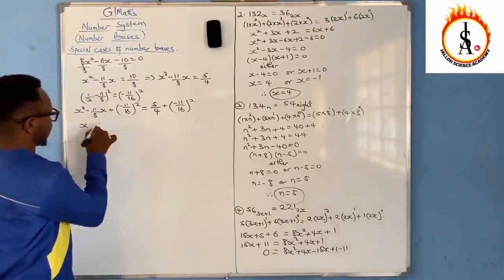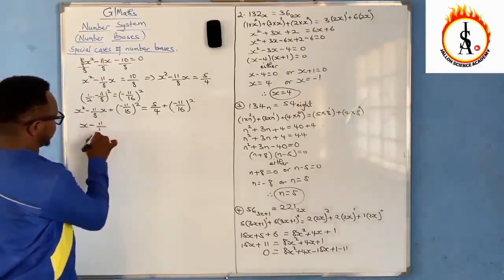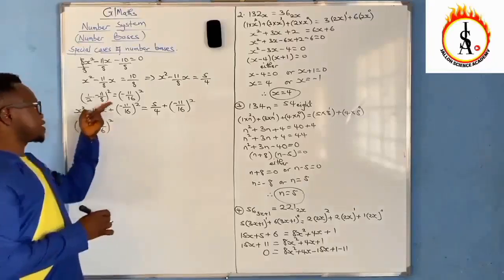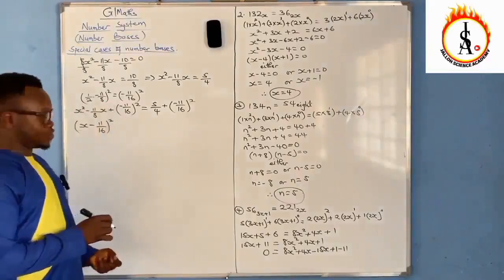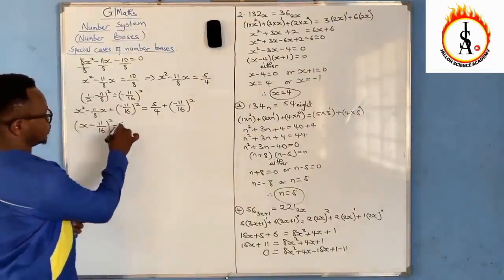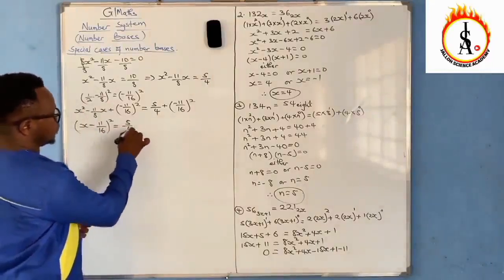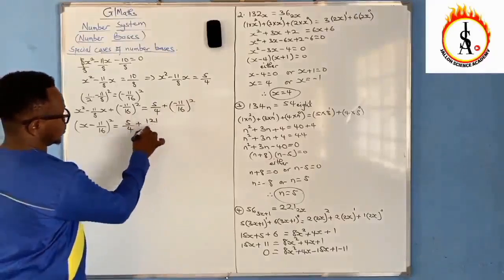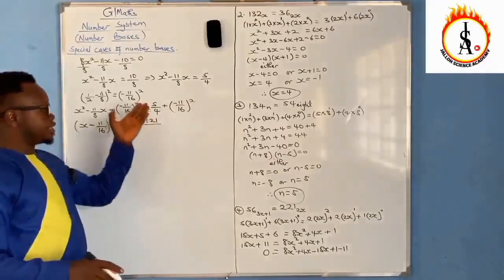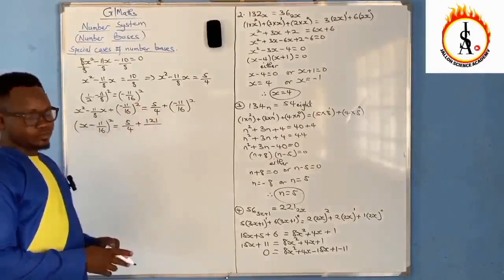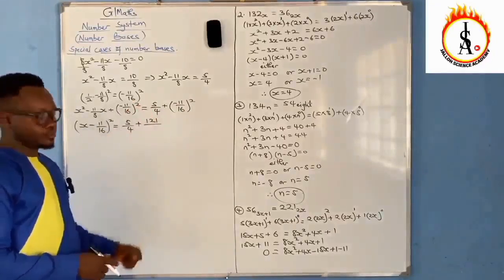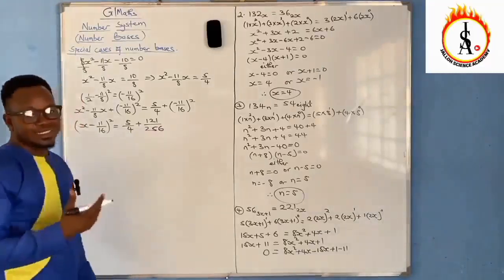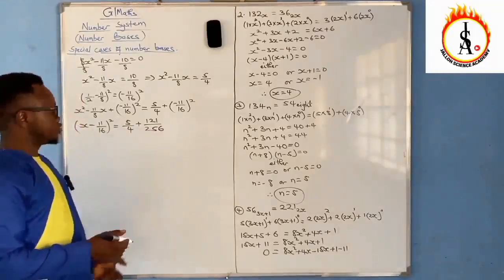So we have x minus 11 upon 16 whole square. So if you expand this, this is what you will arrive at. So it's a reverse process. So we have 5 over 4 plus negative 11 squared gives us positive 121. And 16 squared will give us 256. That's 16 squared is 256.